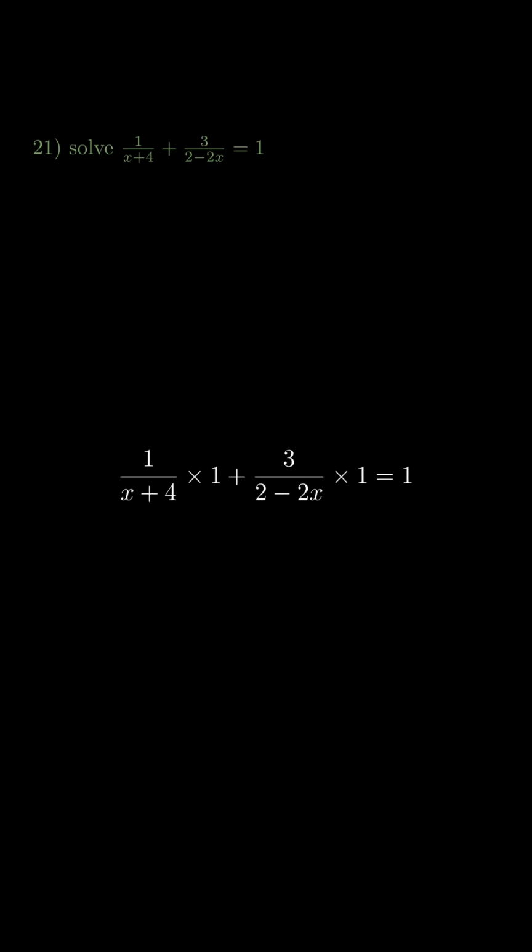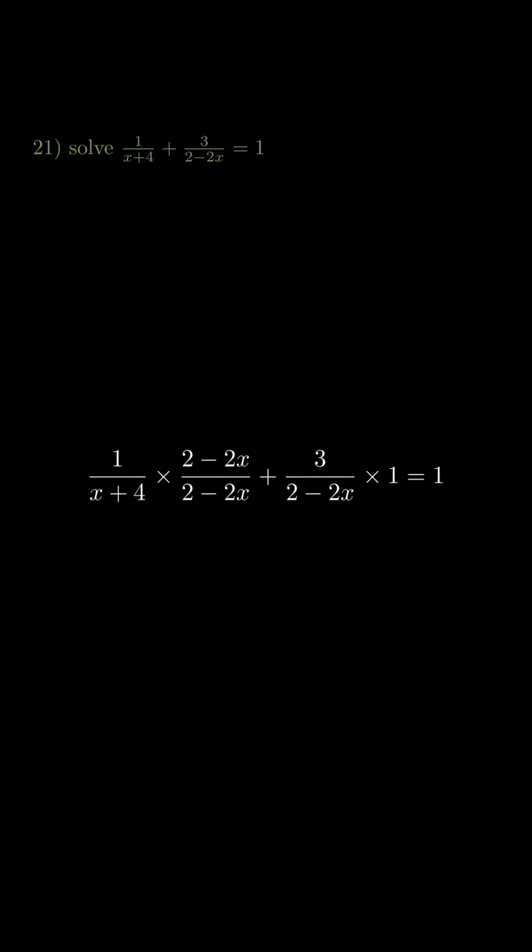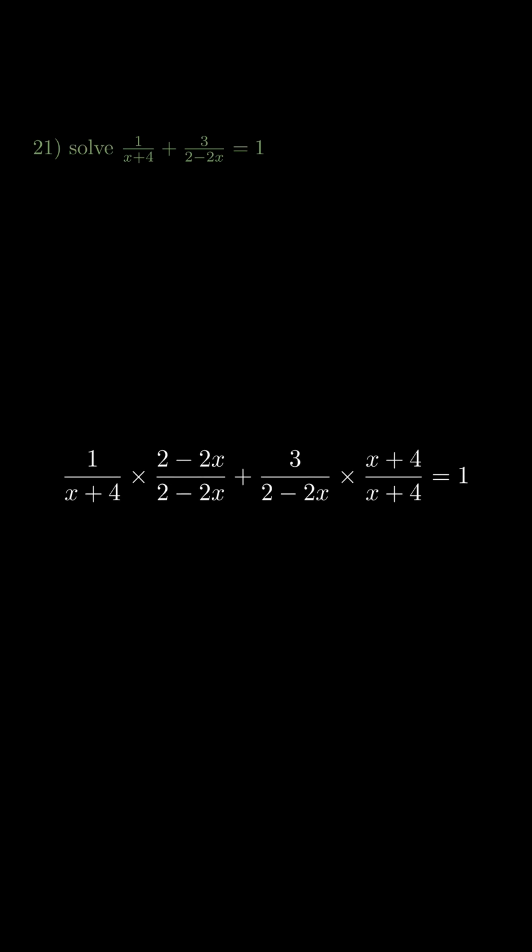Question 21. Solve 1 over x plus 4 plus 3 over 2 minus 2x equals 1. Since we're adding fractions, the first thing we'll do is find the common denominator. We can multiply each fraction by 1, and for the first fraction, the 1 will become 2 minus 2x over 2 minus 2x. And for the second fraction, the 1 will become x plus 4 over x plus 4.